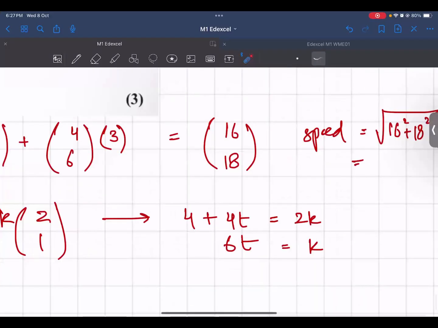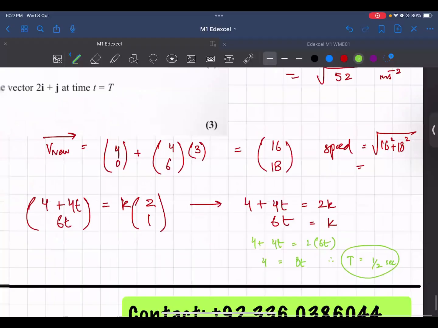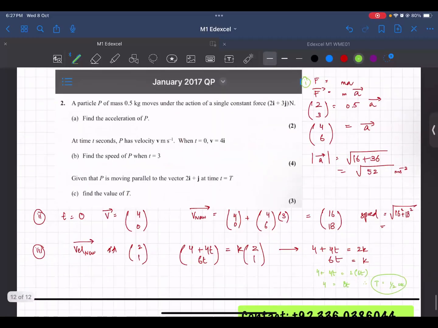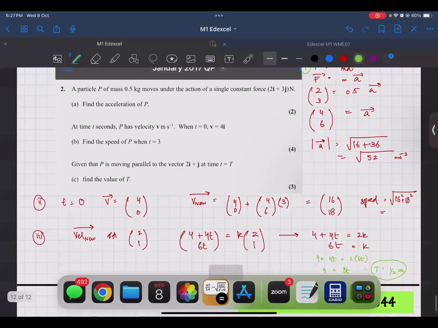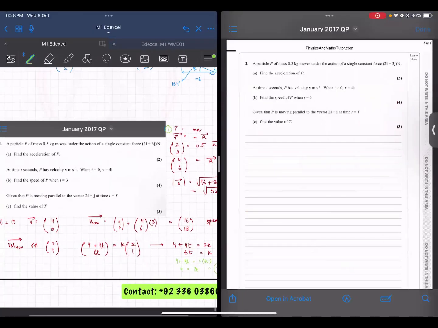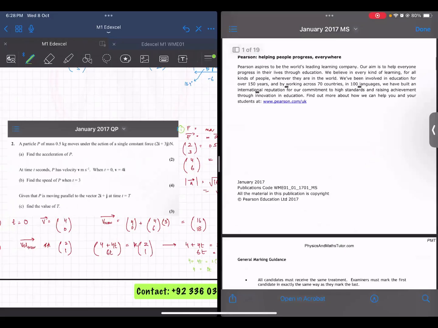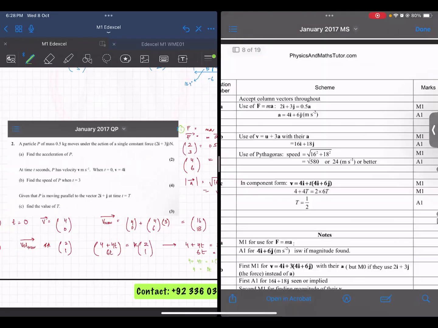So you can substitute, look, k is equal to 6t. So 4 plus 4t is equal to 2 times 6t. So 4 is equal to 12t minus 4t is 8t. So your t is half. So capital T is half. This is your answer. Okay, Azim, January 17, question number 2. T is half and everything, we've got the right answer.